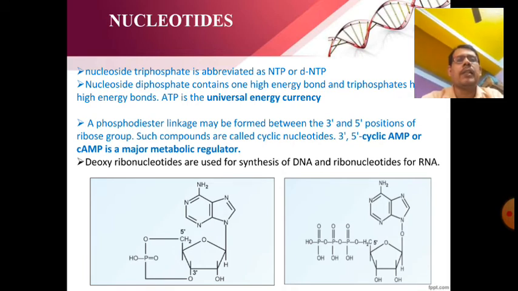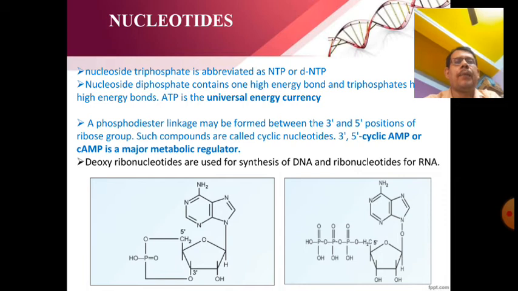The phosphodiester linkage may be formed between the 3' and 5' positions of the ribose, and such compounds are called cyclic nucleotides. 3',5'-cyclic AMP, or cyclic AMP, is a major metabolic regulator, which also regulates hormonal action, and most drugs can also act through this mechanism. So cyclic AMP is a very important component, and remember it is used in many mechanisms of drug action and hormonal action, including the steroidal hormones.